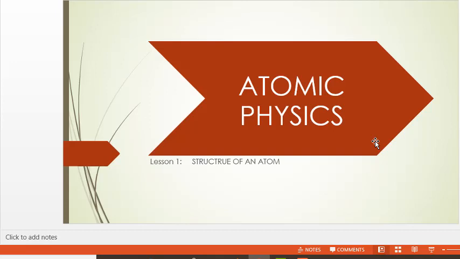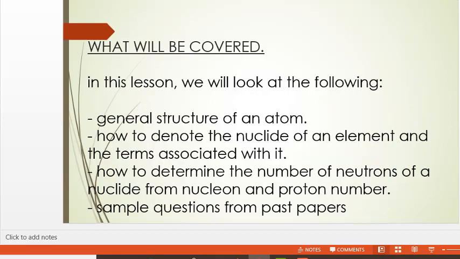So for now, let us take a journey and look at the structure of an atom so that we can lay a foundation that we are going to depend on for us to learn the other following subtopics. Okay. So what will be covered under the structure of an atom is as follows. We shall look at the general structure of an atom, and then we shall look at how to denote the nuclide of an element, and we also look at the terms associated with the nuclide.